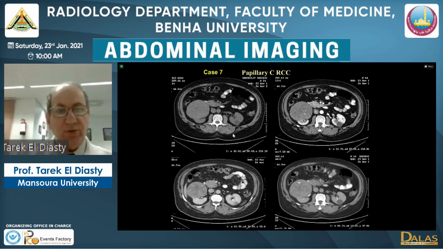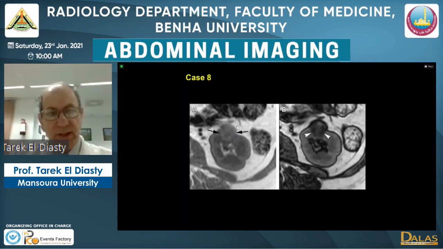This is an anterior cortex renal mass with chemical shift MR imaging. Here is the in-phase image, and here is the out-of-phase image. We can see on the opposed phase image a significant drop of signal of the mass. So what is your diagnosis of such a mass?